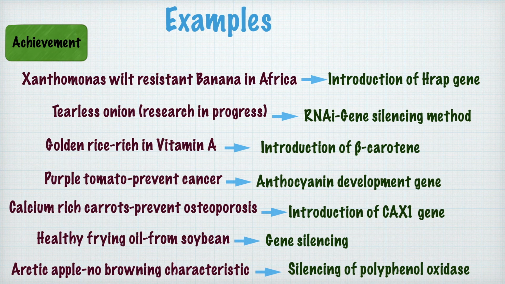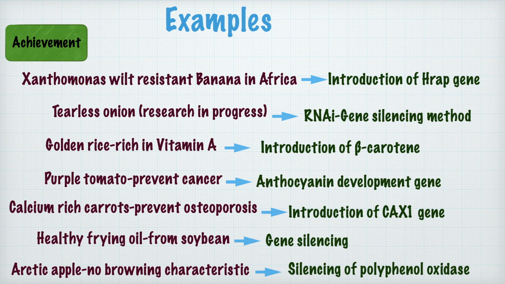Another one is tearless onion. In New Zealand, this research is still in progress, and it is being carried out through RNAi or the gene silencing method. Another one is golden rice. I have given another lecture in my previous video, so you can go there and find out what golden rice is. But I'm just going to introduce golden rice briefly here. Golden rice is a new genetically modified rice variety which is rich in vitamin A, so that it helps to prevent vitamin A deficiency related problems in humans, and gives a carbohydrate source as well. So it's a good combination of food for people who have rice as their main staple food source.